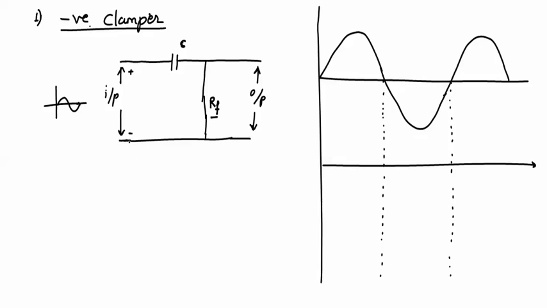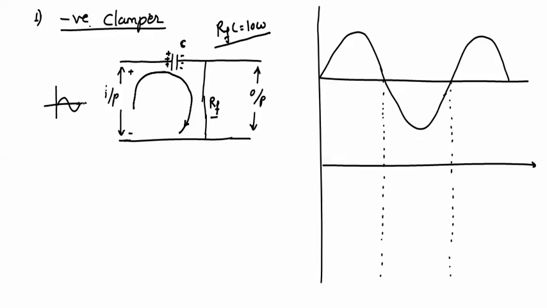Now when the diode is forward biased, the diode conducts and a current flows in this direction. Due to current flow in this direction, the capacitor charges with this polarity with a time constant RF into C, which is very low. Low RC time constant means the capacitor takes very little time to charge to the voltage equal to input voltage.